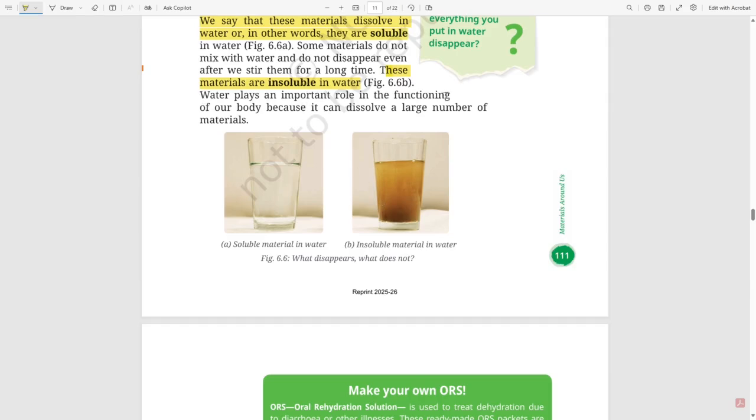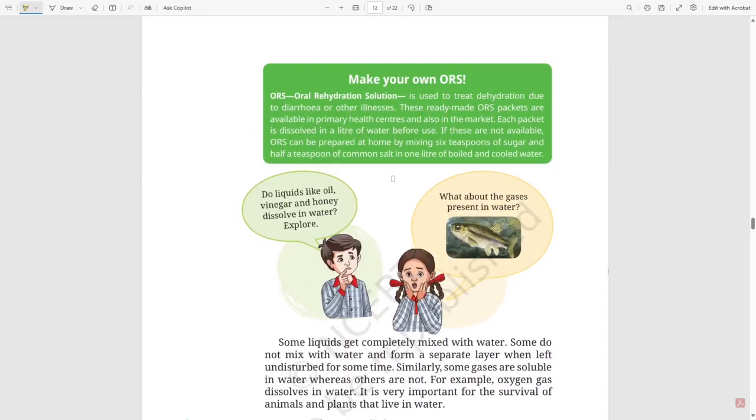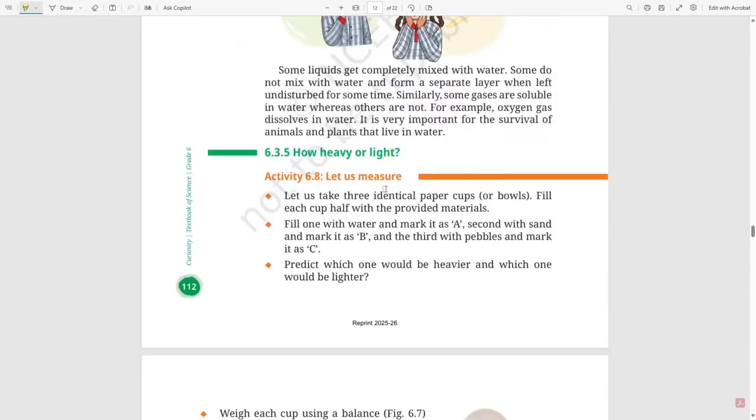Water plays an important part in the functioning of our body as it can dissolve a large number of materials. Have you ever drunk ORS in your life? If you have, tell me in the comment section.